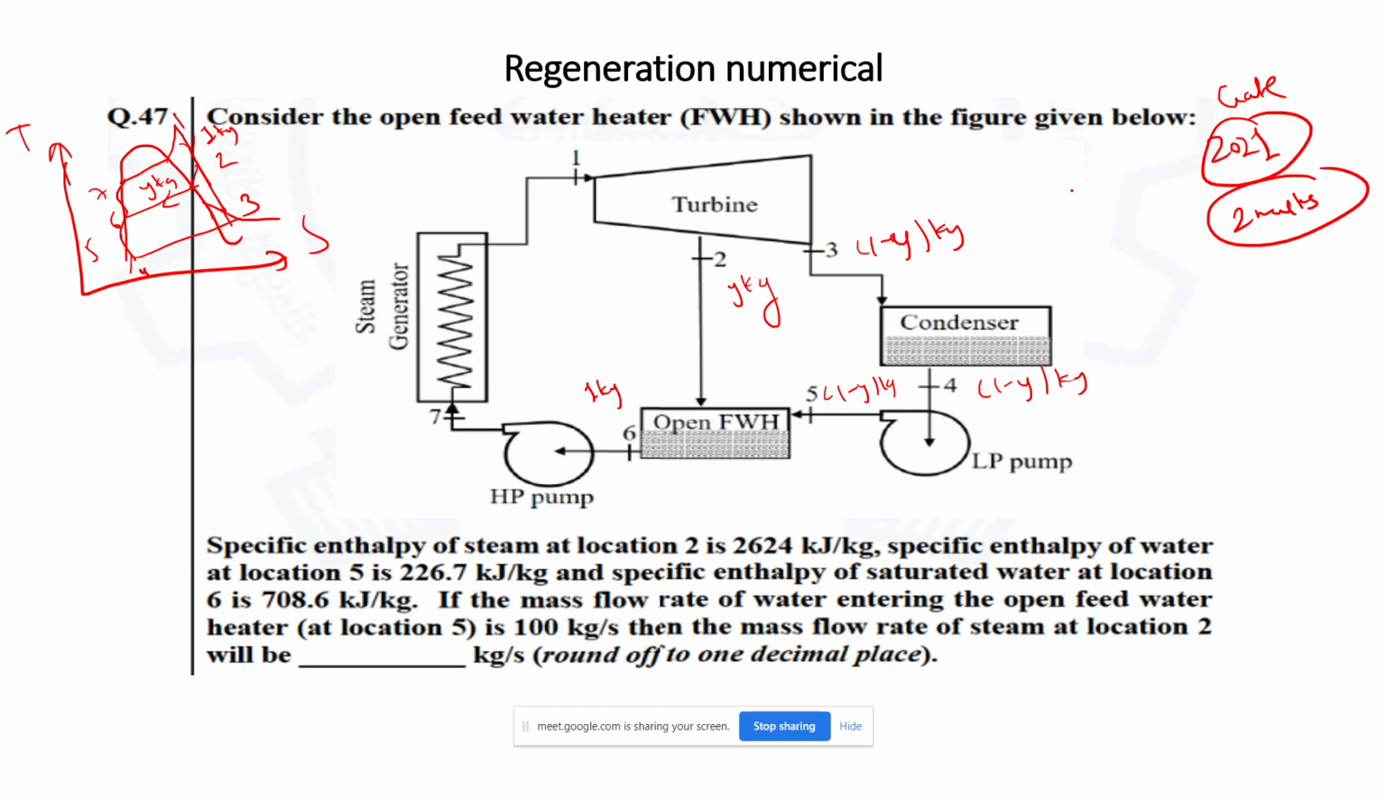Just apply the energy balance. Y into H2 plus 1 minus y into H5 is equal to H6. You have been given the enthalpy at point 2. What is it? 2624. At 5 they have given 226.7. At point 6 they have given 708.6. The only remaining variable is y. Just put the values, you will get the answer.